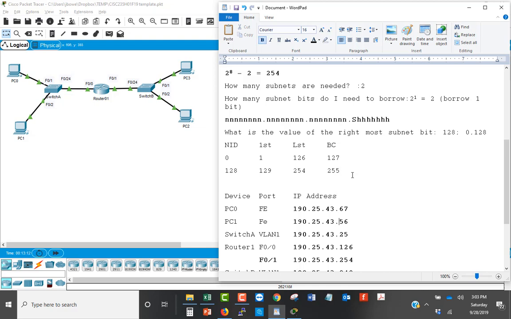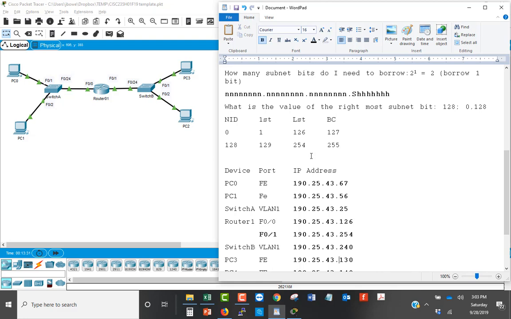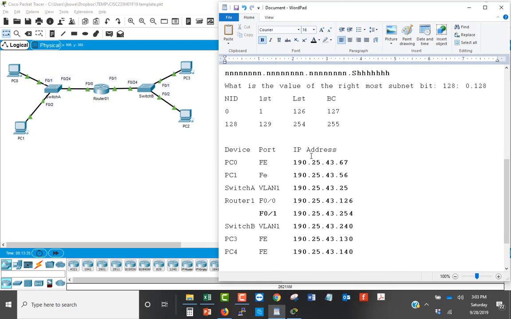Moving on, I've got switch B. Again, I'm going to assign it to VLAN 1 on switch B as 190.25.43.240. Again, within the range of the second block. Moving on to PC3, I'm going to assign that 130, and PC4 I'm going to assign 140.